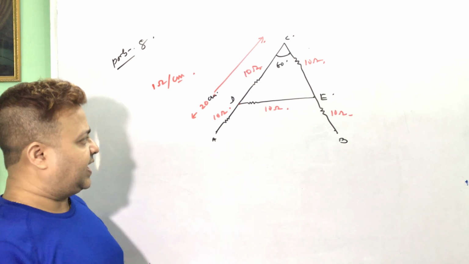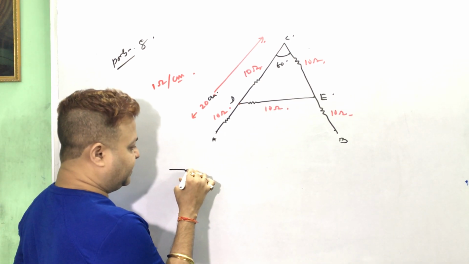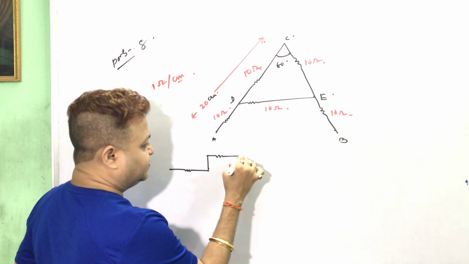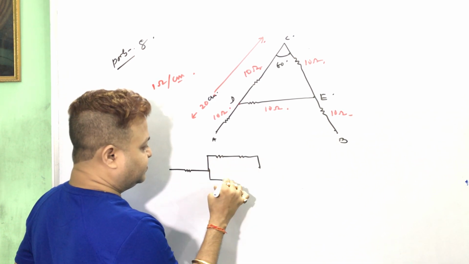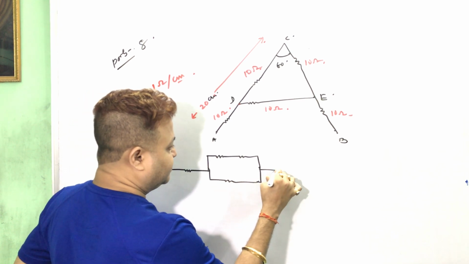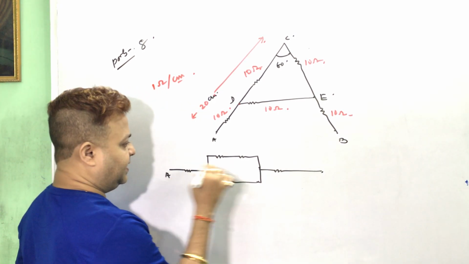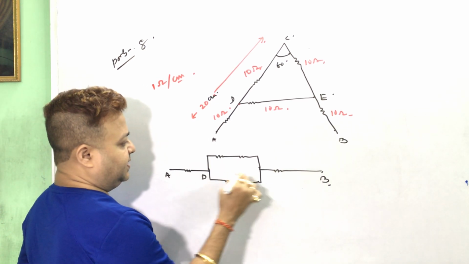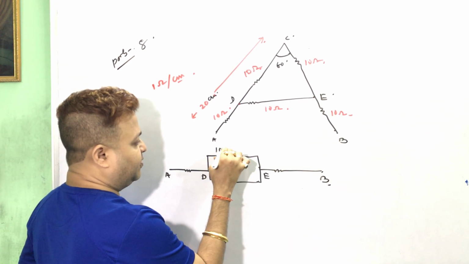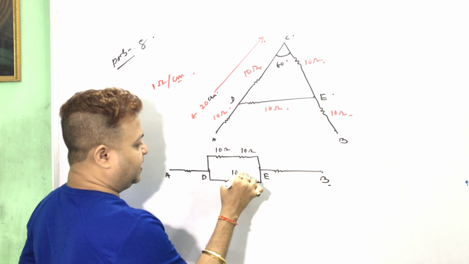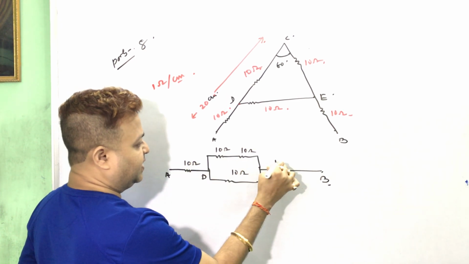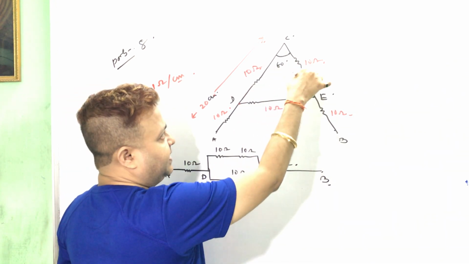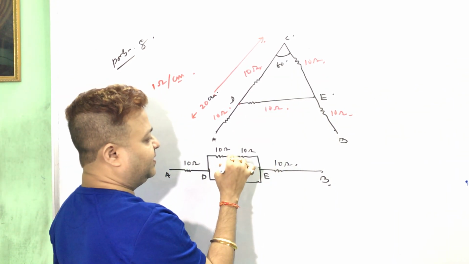If we flatten the system, let's see what equivalent diagram comes. This is A, this is B, this is D, this is E. Each is 10 ohm. If we flatten it, this 10 and 10 meet at the point C.